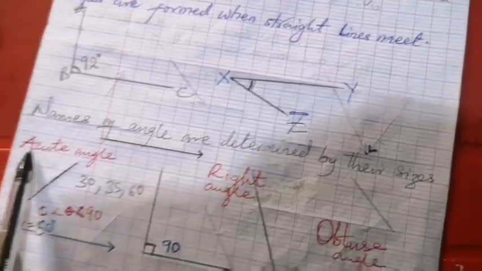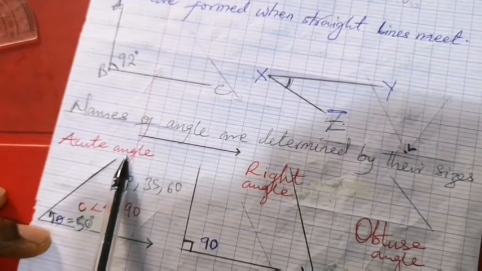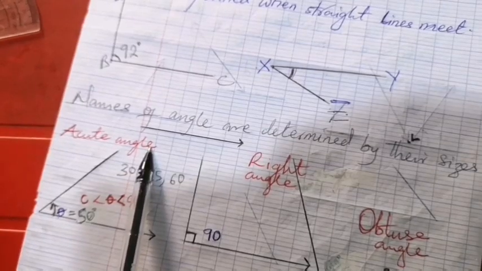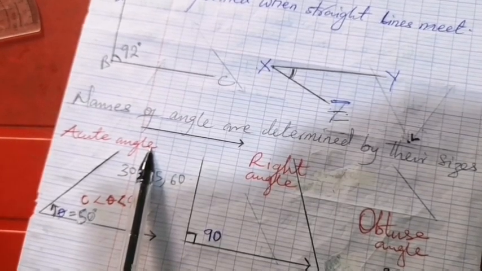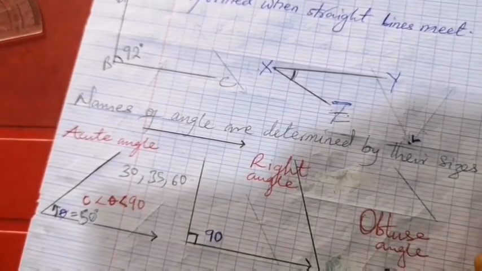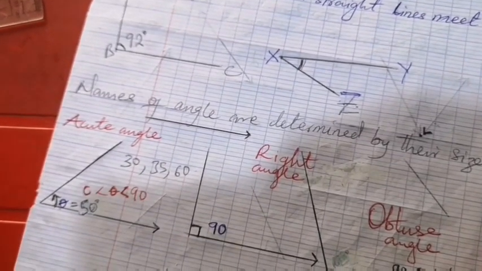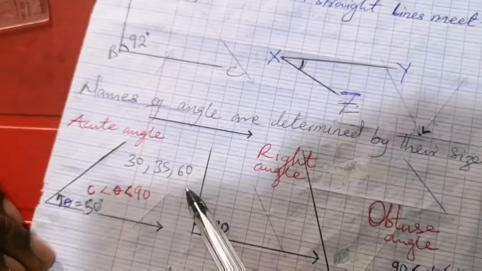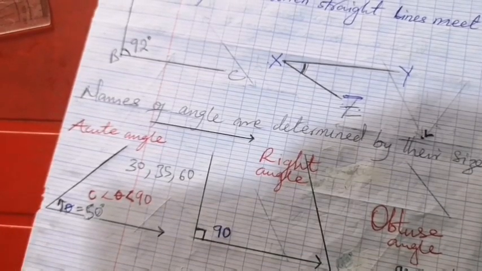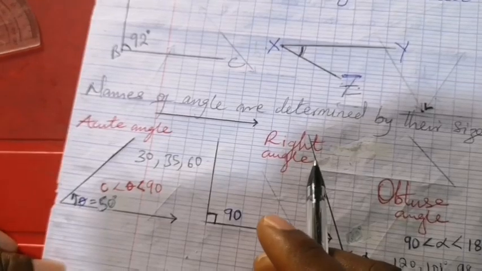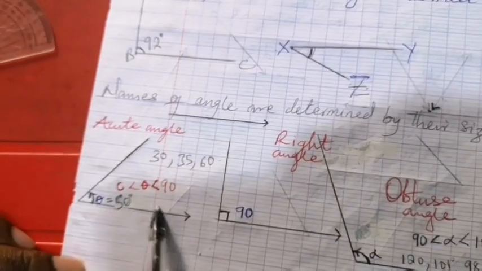Like we have acute angle. An acute angle is any angle that is less than 90 degrees but bigger than 0. So any angle that lies between 0 and 90 degrees is called an acute angle, like angle 30, angle 35, angle 60, angle 75, angle 80. They are called acute angles.